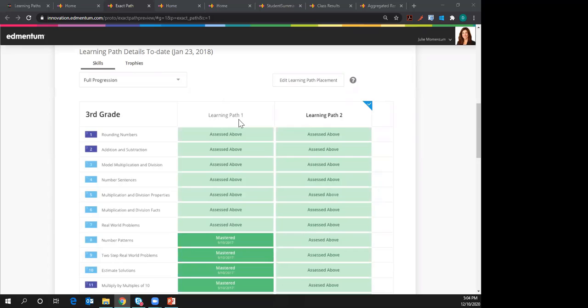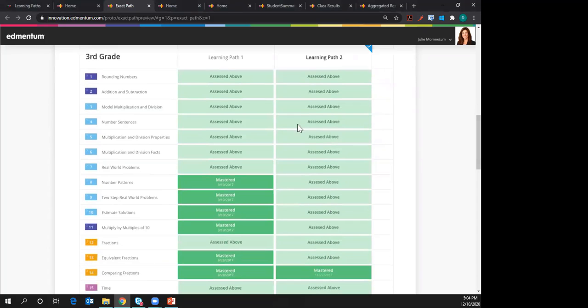So Learning Path 1 was generated when the student took the diagnostic the first time. And then a few months passed, and that diagnostic was re-administered. They took the diagnostic again. Once they're done with the second diagnostic, ExactPath gives them a refreshed learning path. Now, they don't necessarily know they're in a refreshed learning path, but we do. And we can compare their performance between these learning paths from the teacher or parent side of things.